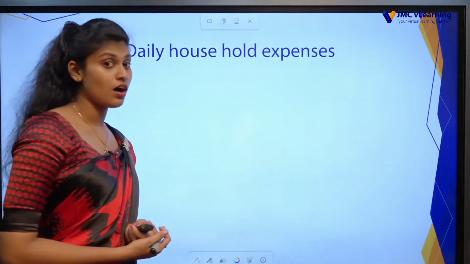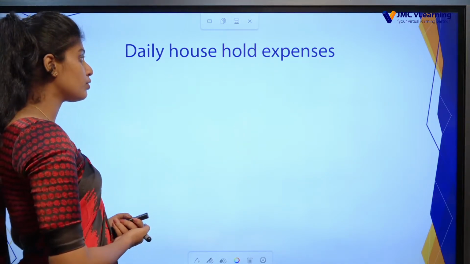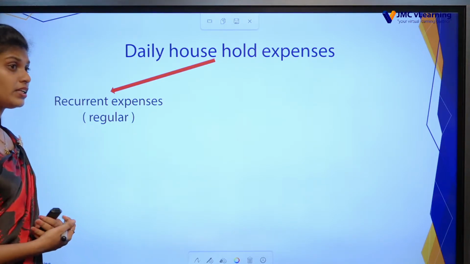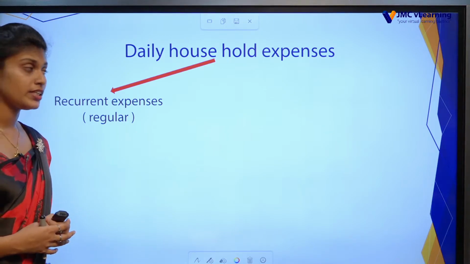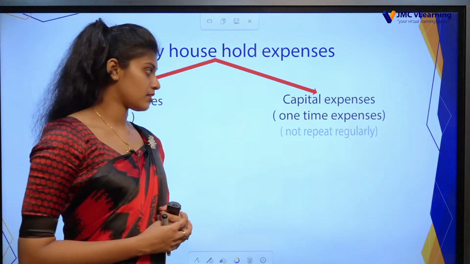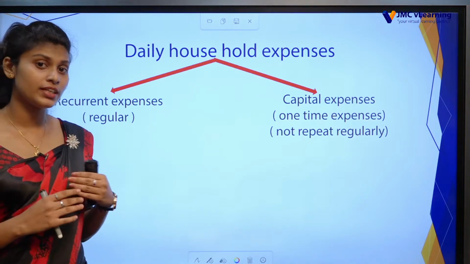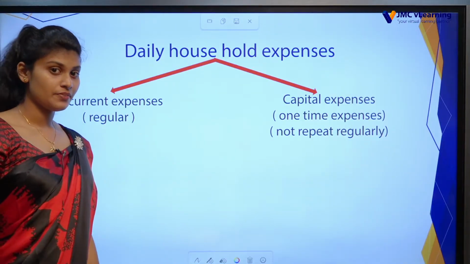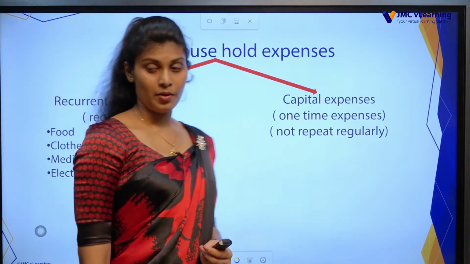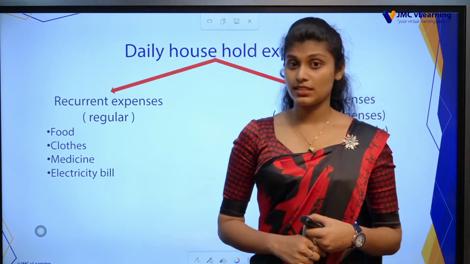Let's move to the next part of this lesson. It is daily household expenses. We can categorize this part into two categories. First one is recurrent expenses. That means regular expenses we incur in our day-to-day life. The next part is capital expenses. These are one-time expenses, and we do not repeat these expenses regularly. Now let's see the examples of them. Recurrent expenses are foods, clothes, medicine and electricity bill.